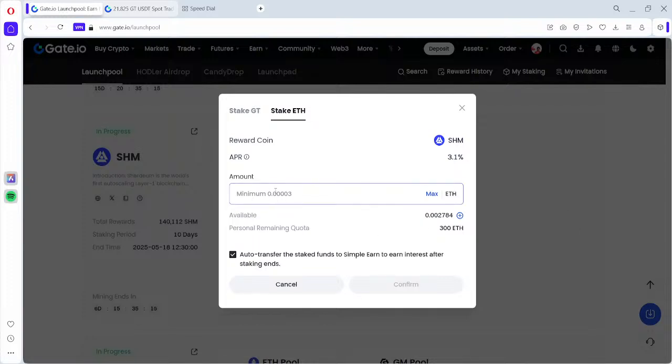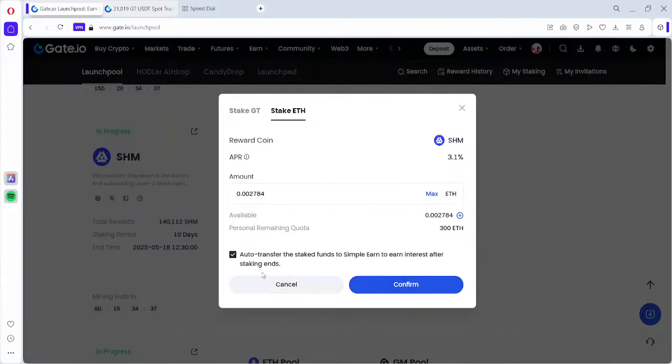So the requirement is 0.00003, right? I have 0.02002. Just to participate in this staking, I have purchased it. Just click on the max amount here, and up to 300 Ethereum we can stake to get the APR. The APR percentage, as I told already, is 3.1 percent. But compared to the Gate token, the GT token, Ethereum has a lesser percentage only. I will tell you how much the APR was for the GT.